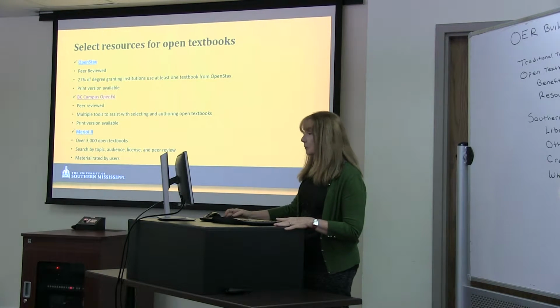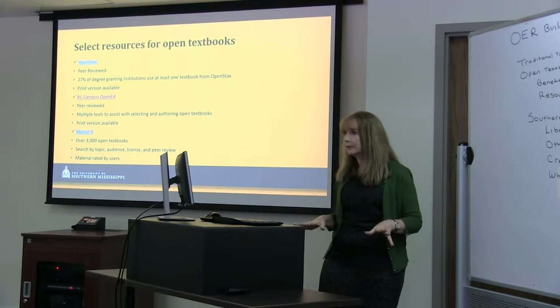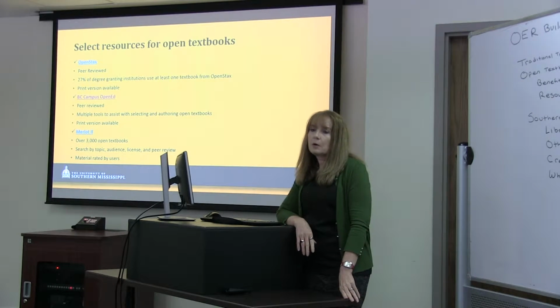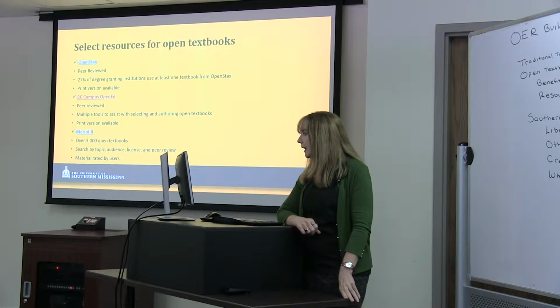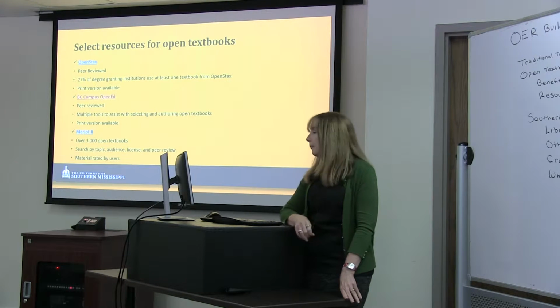In Merlot, or Merlot 2, I can't remember when it became Merlot 2. Merlot's been around for a really long time. It's part of the California State University system. They maintain that. And Merlot 2 has over 3,000 textbooks. Merlot is a little different than these other sites that I have listed here. Merlot is a repository for open educational resources, so it's not just textbooks. You can find courseware and lesson plans and all sorts of other good stuff on Merlot.